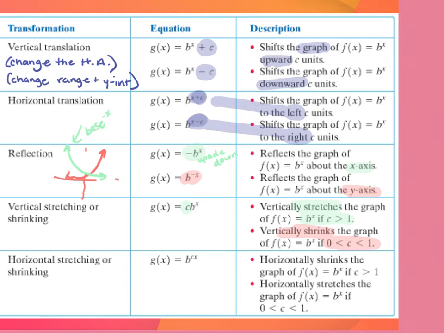And then the last one is if there's something in the exponent, and this is a horizontal stretch or horizontal shrink. If it's in there and it's bigger than 1, it's a horizontal shrink. If you could picture the walls caving in on something, it would still just make it be more narrow.